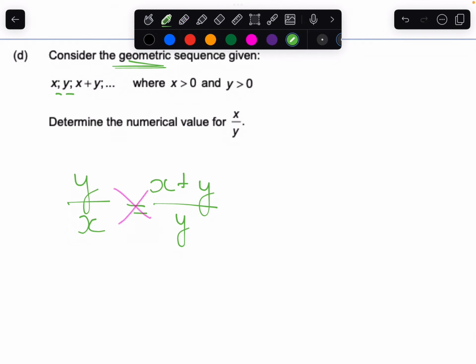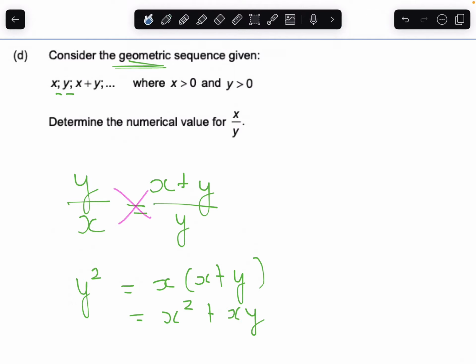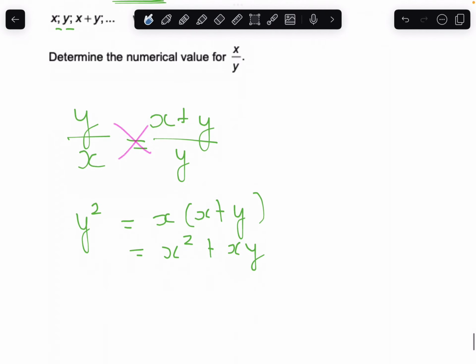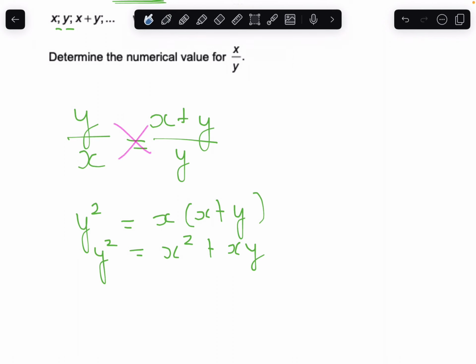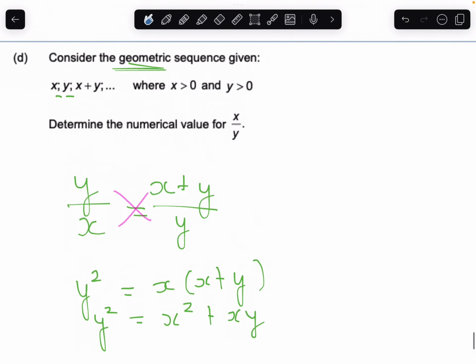Okay, so cross multiplication, our friend: y squared is equal to x times x plus y, which is x squared plus xy. Interesting, is all I have to say about that. So y squared is equal to that. Where are we going, guys? Where are we even going?